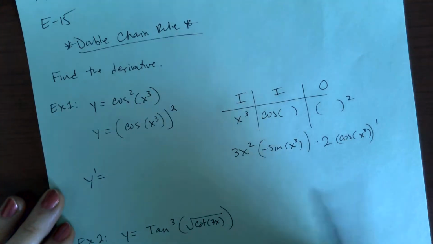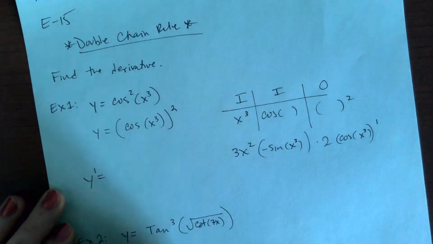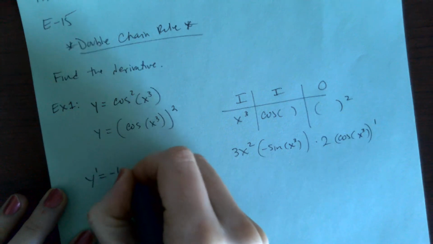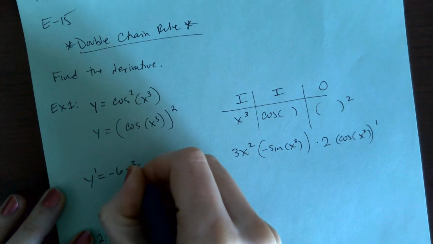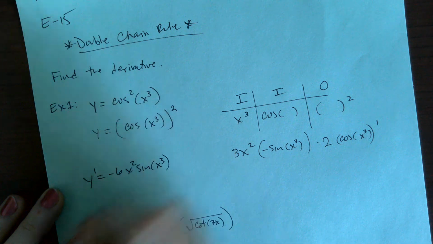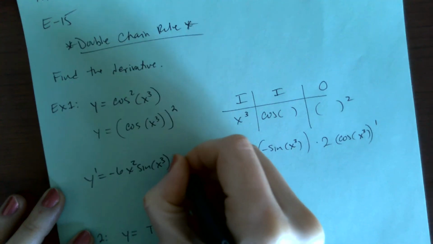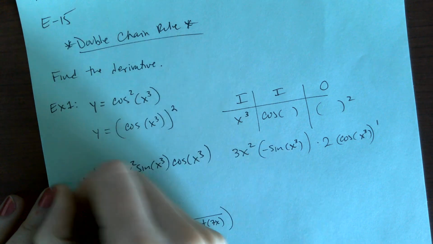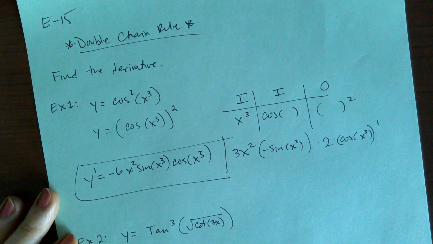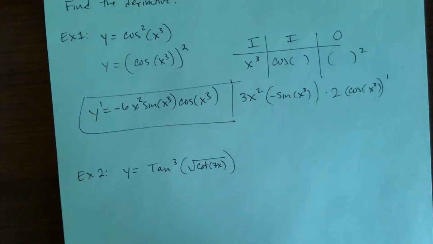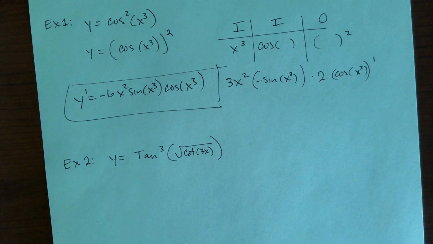All right, and I'll do another one. So we get that y prime is negative 6x squared sine x cubed cosine x cubed. All right. I think it's a satisfying process. Okay, now this next one.